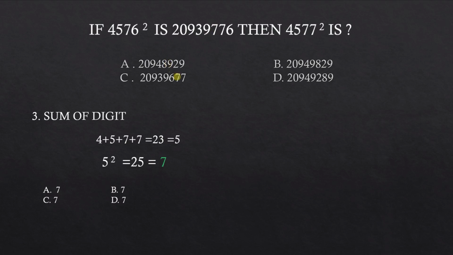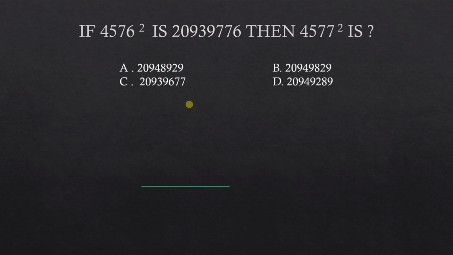So moving to the last method. The last method is finding the square. We already tried 3 methods for finding the square of the number, but we failed. So we need to find it by multiplying the numbers, that is 4577 into 4577. Just kidding. In any competitive exam, please don't waste time by multiplying these numbers.